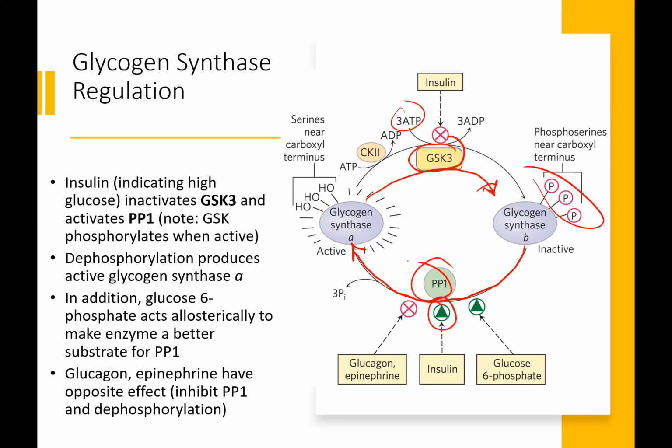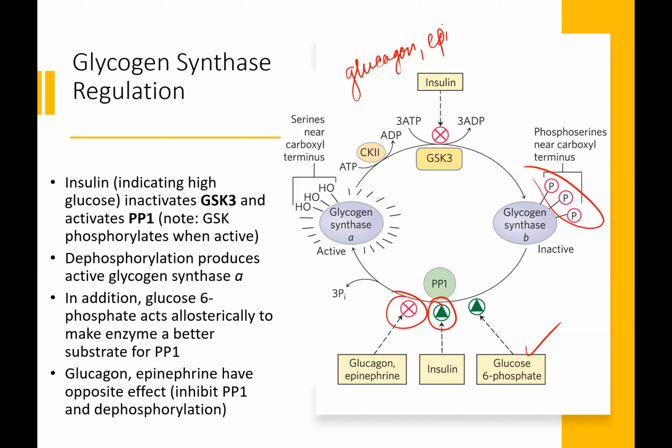Okay. Glucose 6-phosphate is also an activator because there's plenty of glucose around to make glycogen. Glucagon and epinephrine, on the other hand, inhibit the activity of the protein phosphatase, which would tend to maintain this in its active state. Now, an interesting question might be, do glucagon and epinephrine activate GSK3? Because it's not shown in this figure, right? But I only have so much trust for these figures. Sometimes they're trying to highlight one thing, so you just never know.